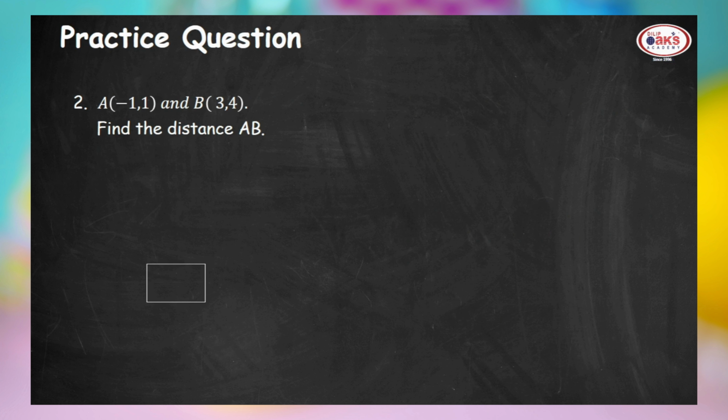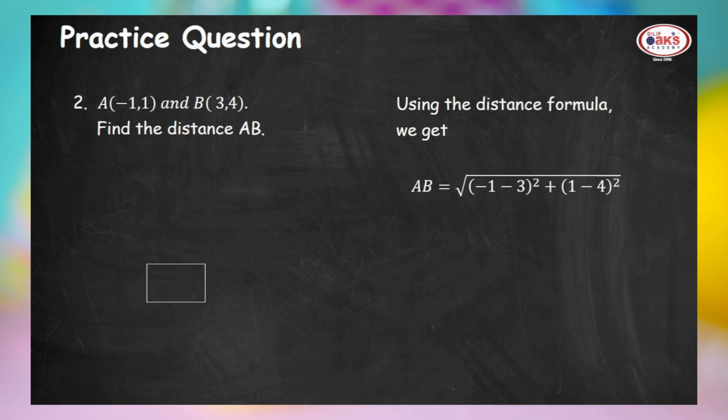So let us go to the second question, where points A (-1, 1) and B (3, 4) are given, and we are expected to find the distance between A and B. So here we can apply the distance formula and see that the distance AB is equal to the square root of (-1 - 3), that is the difference between the x-coordinates, the whole squared, plus (1 - 4), that is the difference between the y-coordinates, again whole squared.